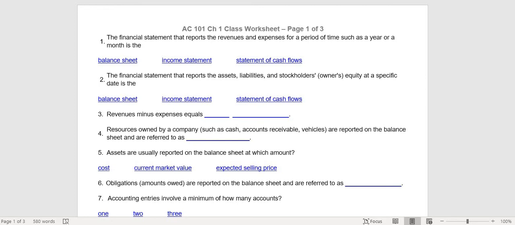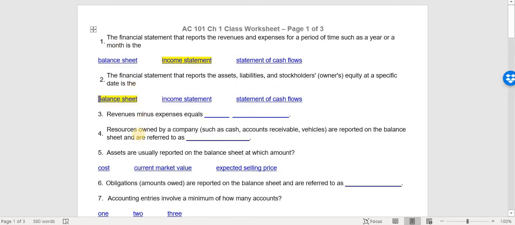So let's go. Number 1, the financial statement that reports the revenues and expenses for a period of time such as a year or a month is the income statement. Income statement. Okay. Revenues and expenses go in the income statement. Number 2, the financial statement that reports the assets, liabilities, and stockholders' equity at a specific time is the balance sheet.